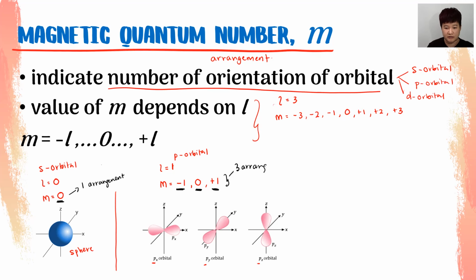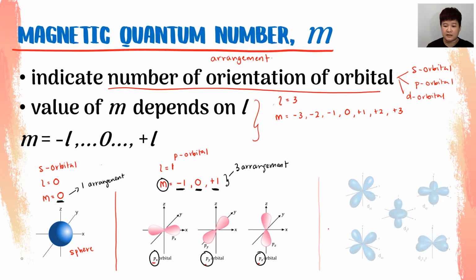And the 3 arrangements of the p orbital are your px, py, and also pz. They have the same orbital, the same shape, which is dumbbell, but they are arranged in different orientations. And the number of orientations depends on your m.